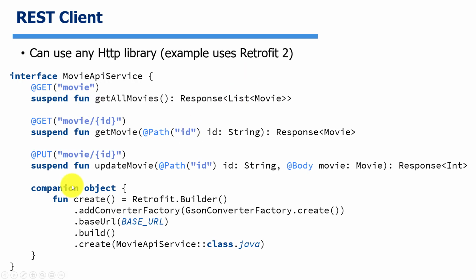With retrofit, we then define a function inside the companion object of this interface to create an instance of it. So we just have retrofit builder, add any type of converter factories you want. In this case, we're going to use JSON to do the JSON to object conversion and vice versa. Where the server actually is, build it, and then create an instance of it. Boom. So this will set up the actual communication back to the server without us having to do a whole lot of thinking about it.